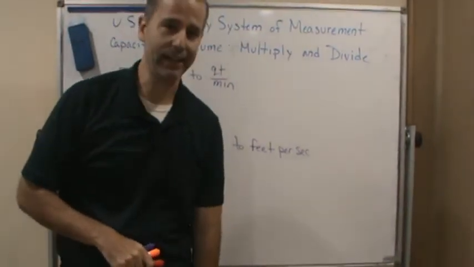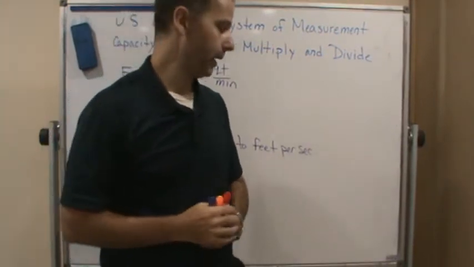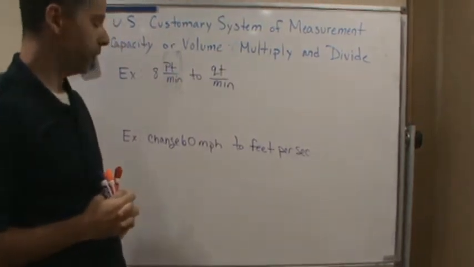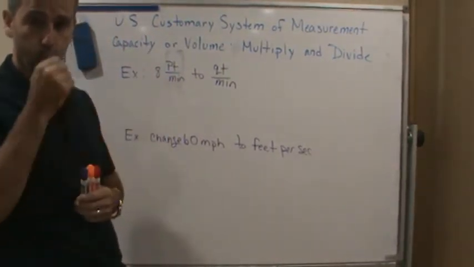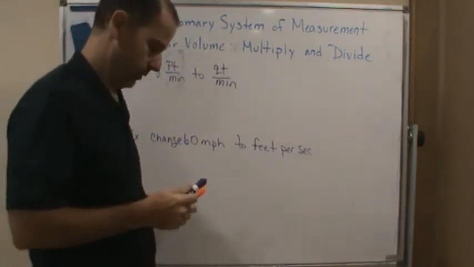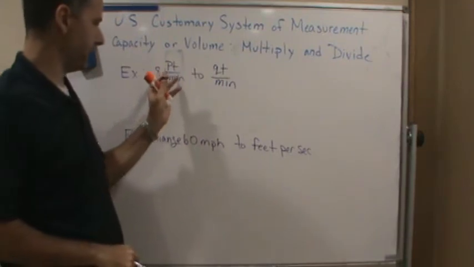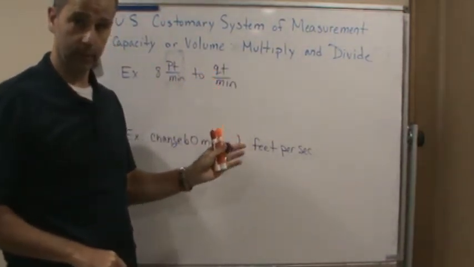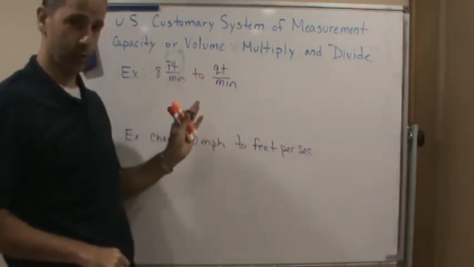Okay, welcome back. So in this video, we're going to wrap up US customary units with conversion. A couple of examples of converting from one rate measure to another. Let's take the first one. We want to convert 8 pints per minute to quarts per minute. Again, this is a rate measure. We want to go from pints per minute to quarts per minute.